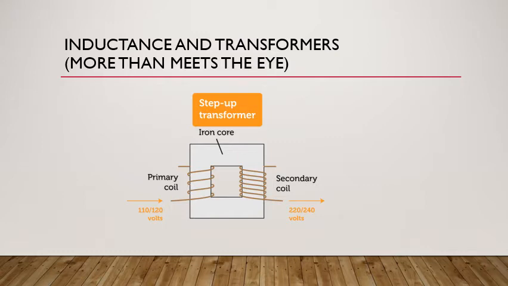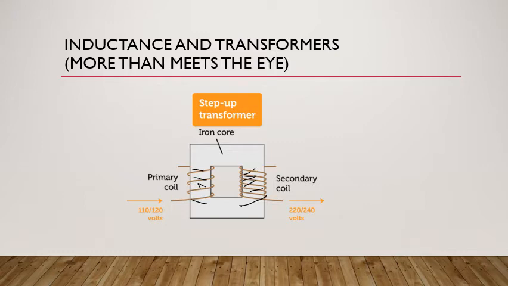I want to point something out. On the left-hand side, there are 1, 2, 3, 4 coils. And on the secondary side, there are 1, 2, 3, 4, 5, 6, 7, 8 coils. I didn't do a very good job of counting them there, but you can see there are 8 coils.